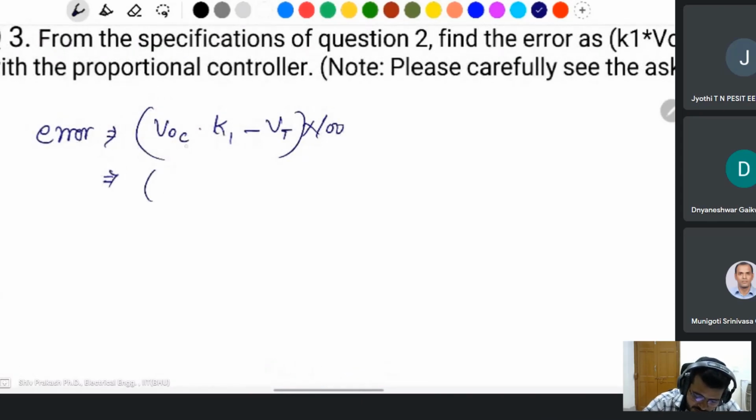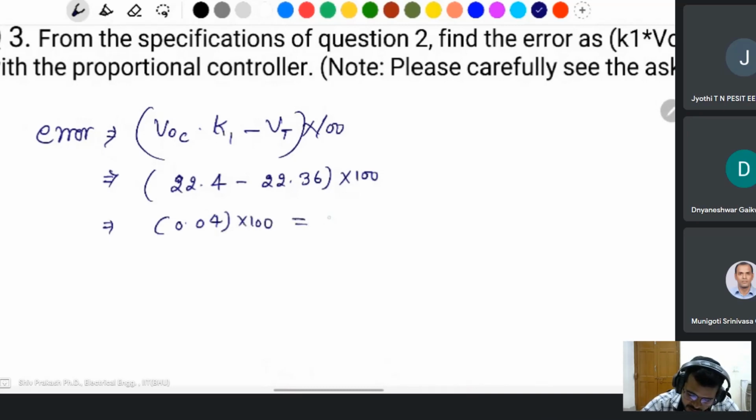We calculate this one, it is 22.4, Vt is 22.36, 0.04 into 100, this will be, I think, 4.